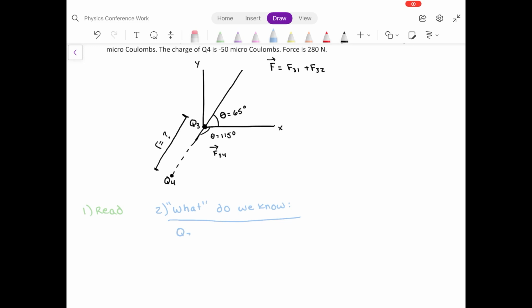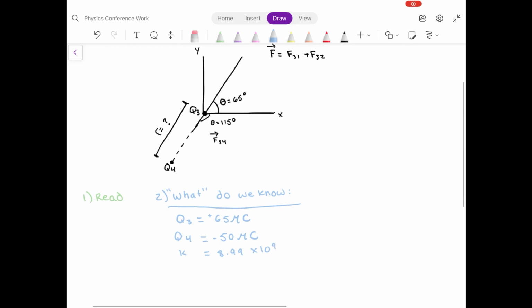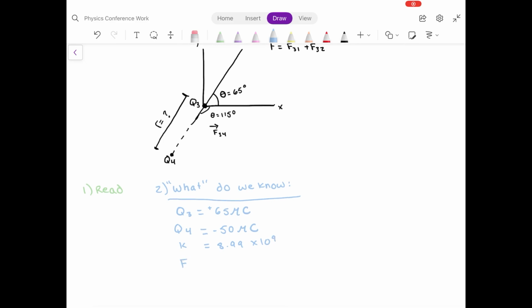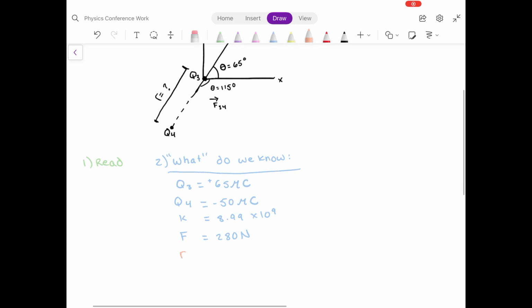We know that the charge of Q3 is positive 65 microcoulombs, and we know that the charge of Q4 is negative 50 microcoulombs. We also know that the K constant is equal to 8.99 times 10 to the ninth, and we are also told that the force is 280 newtons. What we want to find is what R equals, the distance between Q3 and Q4.